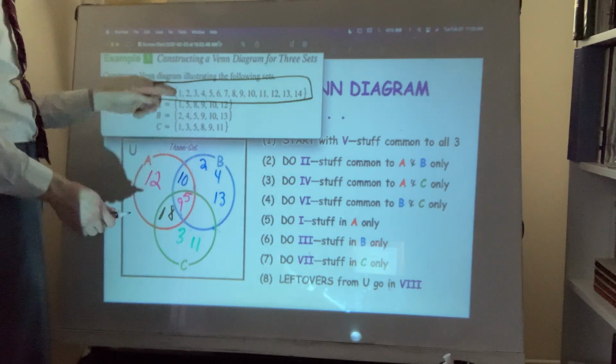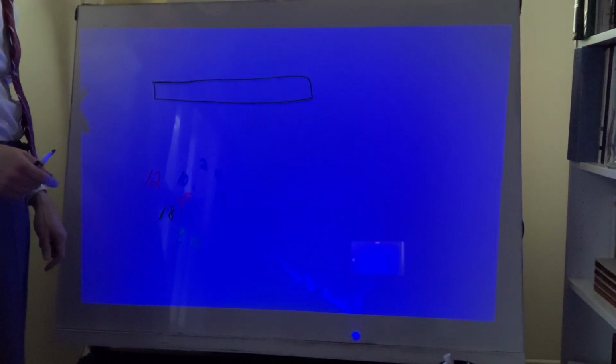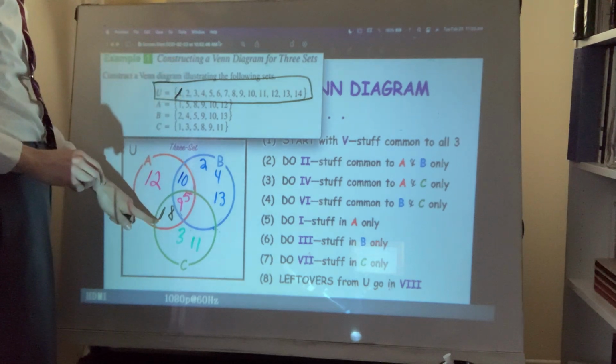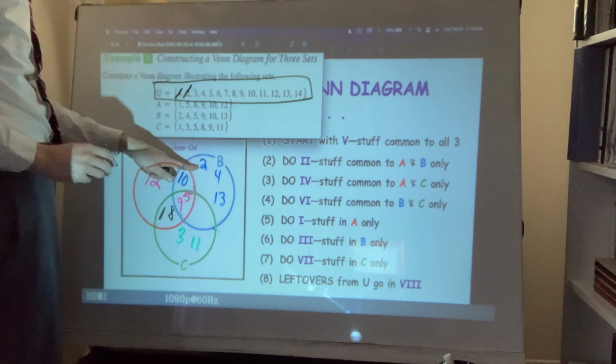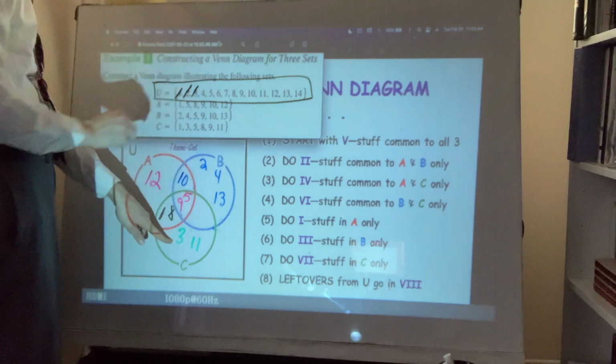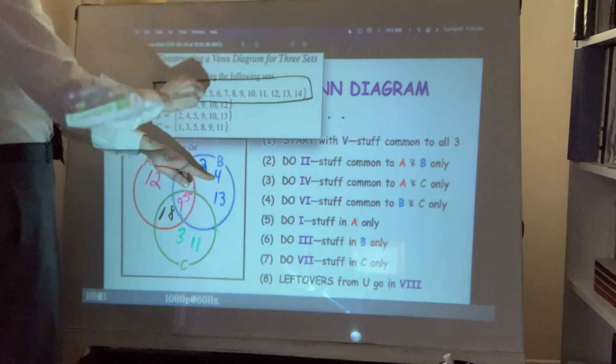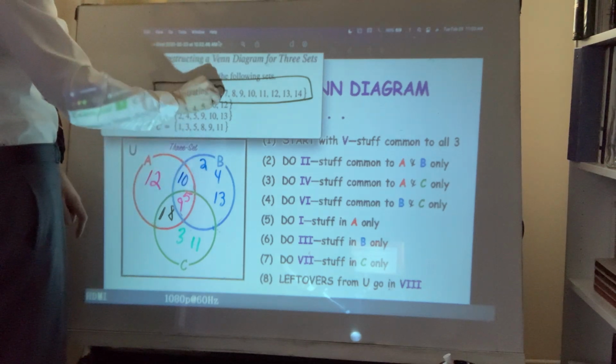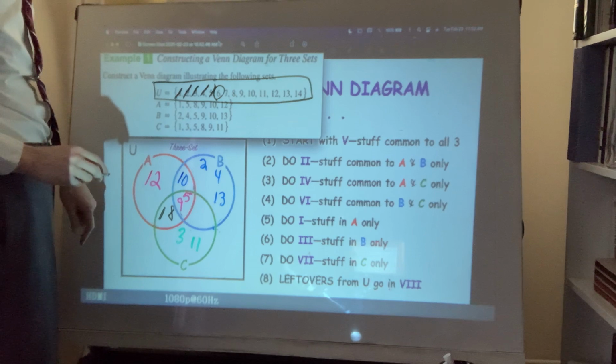So, is 1 already accounted for somewhere? Yes, so I'm going to cross out 1, it's already used. 2 is already used. 3 is already used. 4 is already used, 5 certainly. 6 is not. So I'm going to circle that.